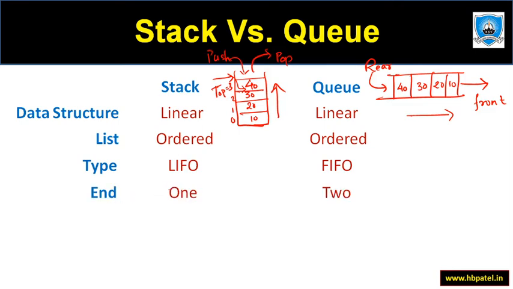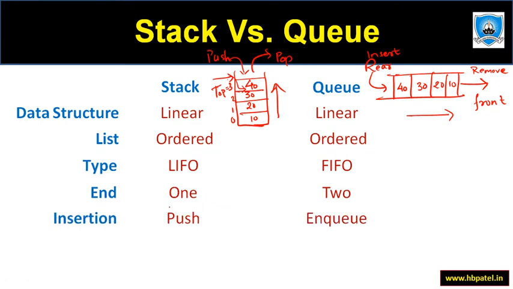Now in case of stack we have only one end. If you look at this, we have only one end. So pushing is also done on the top of the stack and popping is also done from the top of the stack. Whereas in case of queue we have two ends. From the front we remove the elements, we delete the elements, and from the rear we insert the element. So there are two different ends in case of queue.